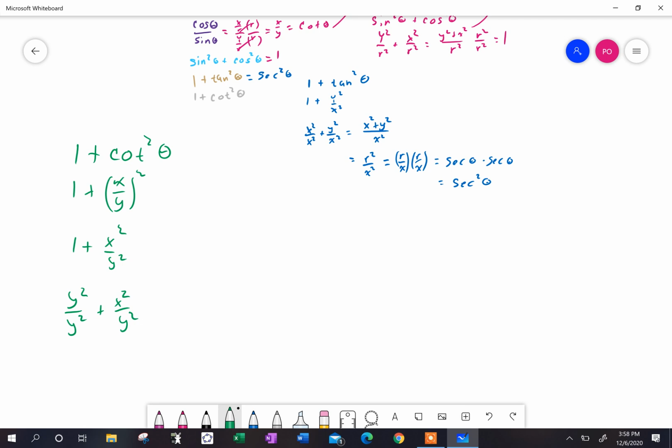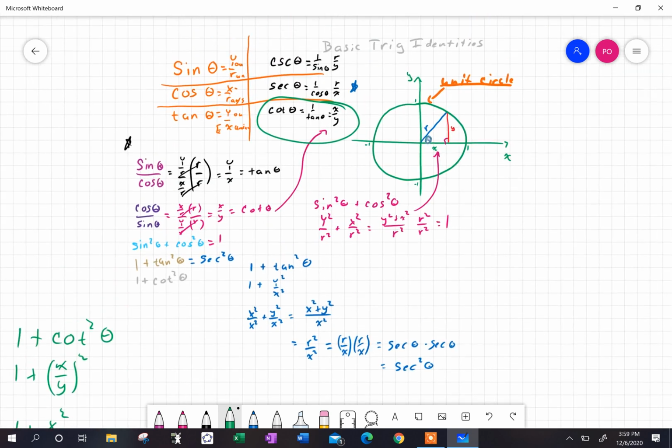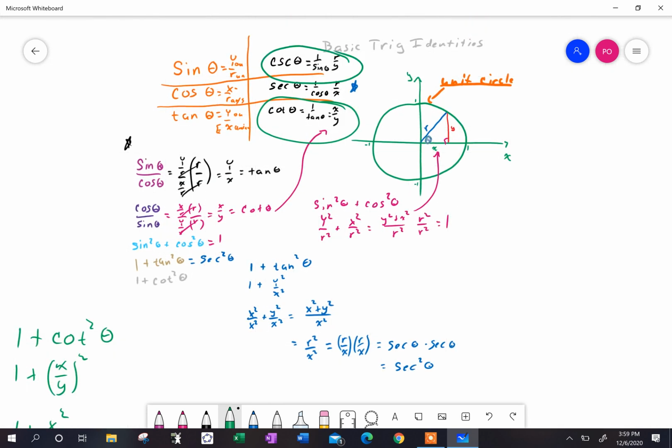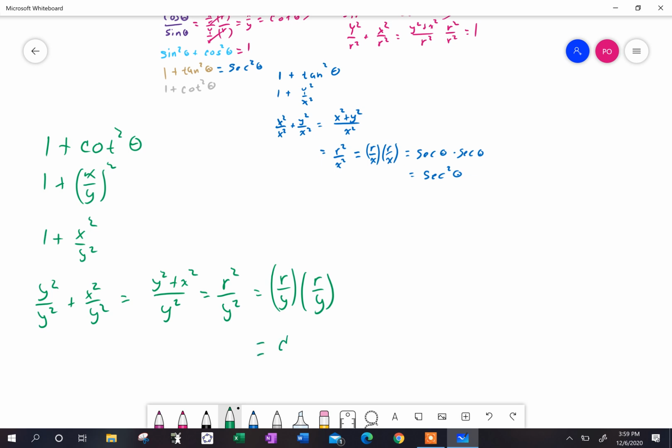Now I have my common denominator, which means I have y squared plus x squared, which I'm hoping you remember from above is the same as r squared over y squared, which is r over y times r over y. And what happens when we have an r over y? We have a cosecant of theta. Since I have two of them, I have cosecant of theta times cosecant of theta, which is a nice long way of saying cosecant squared of theta. So 1 plus the cotangent squared of theta is equal to the cosecant squared of theta.